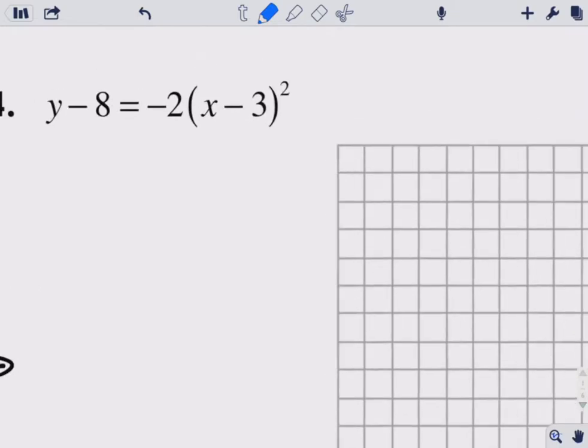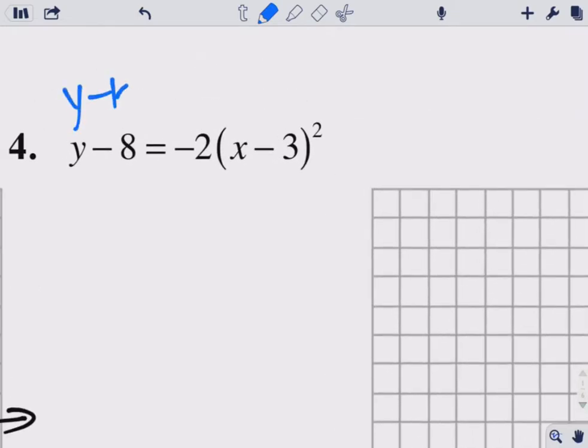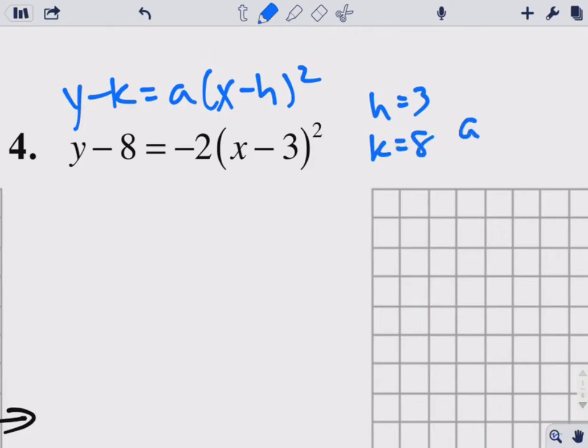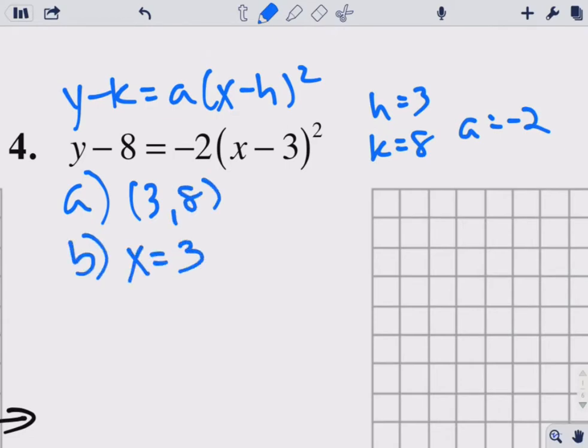Okay, again, this falls in the form y minus k is equal to a times x minus h squared. So I get h is equal to 3, k is equal to 8, and a is equal to negative 2. Okay, so let's go through it. A, find the vertex. Vertex is h, k, 3, 8. B, find the axis of symmetry. X is equal to 3.